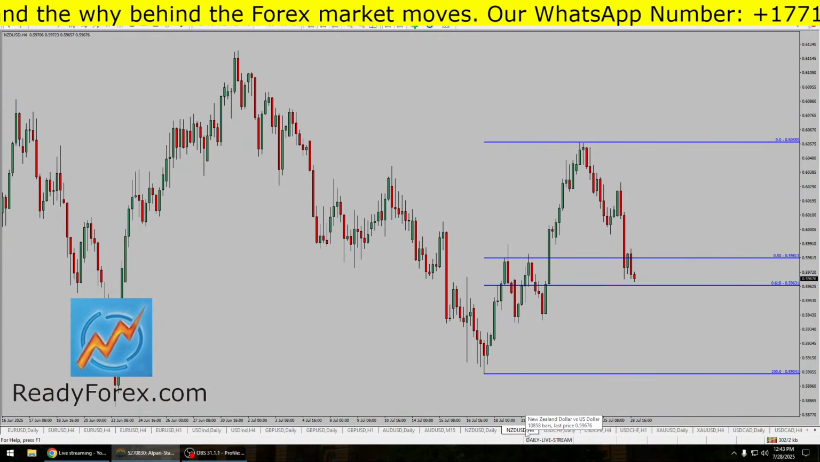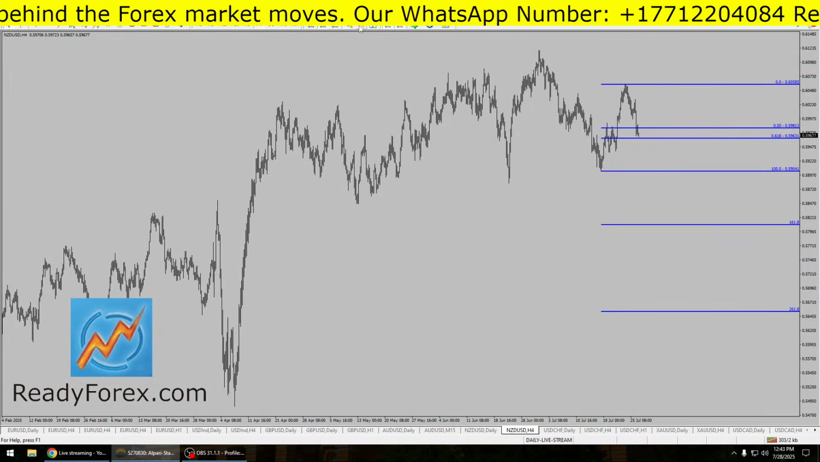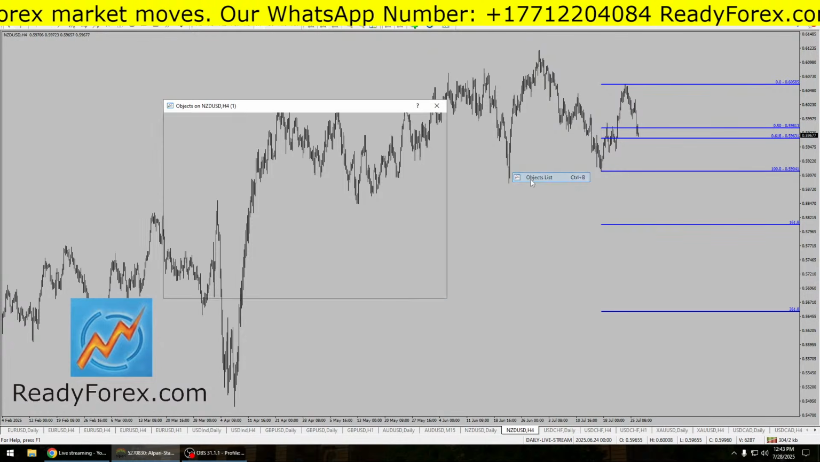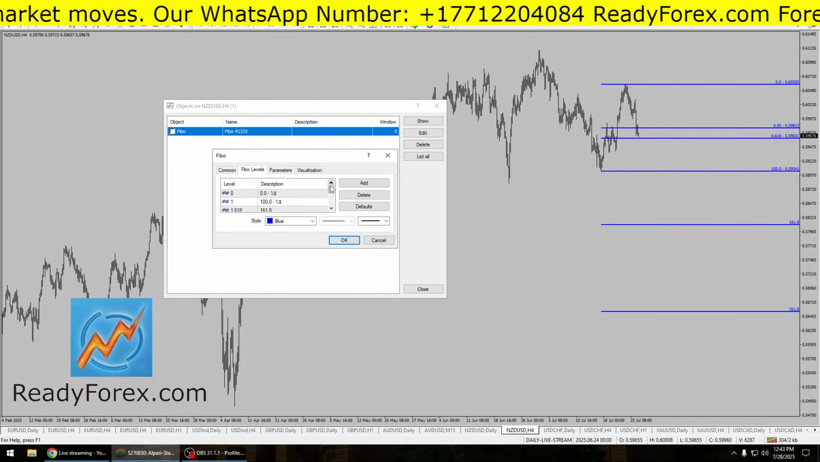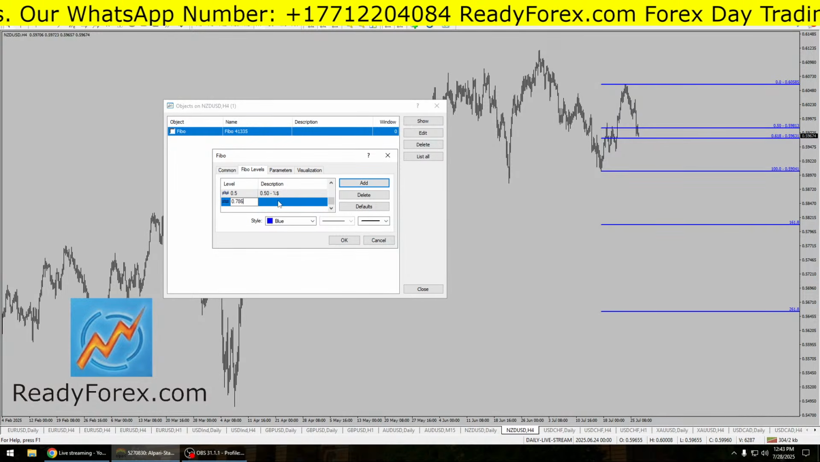So regarding the 4 hour chart, if I zoom, okay, it seems to me we should get some kind of a bottom over here. Let's go over to the 0.786 area.